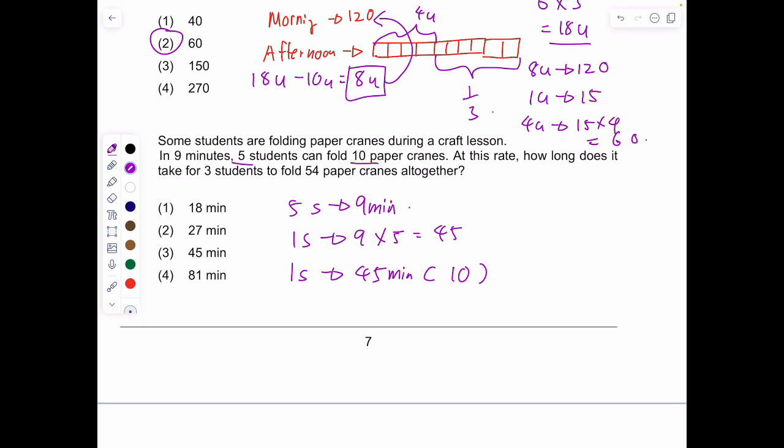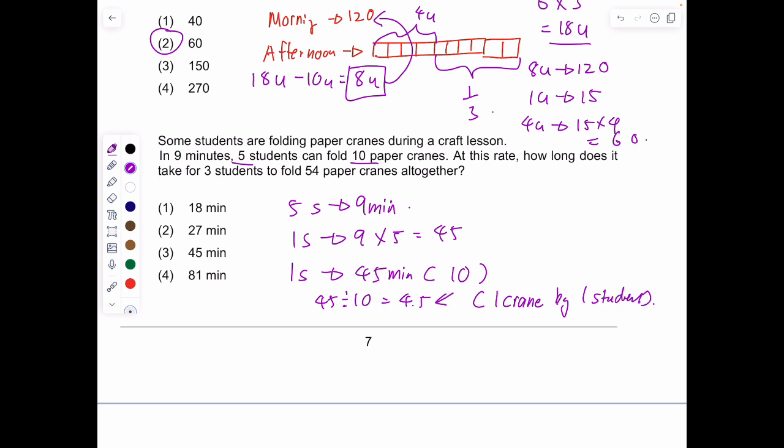Okay. So I want to know how long it takes to fold 1 crane. 45 divided by 10 is 4.5. So this is the time taken to fold 1 crane by 1 student.